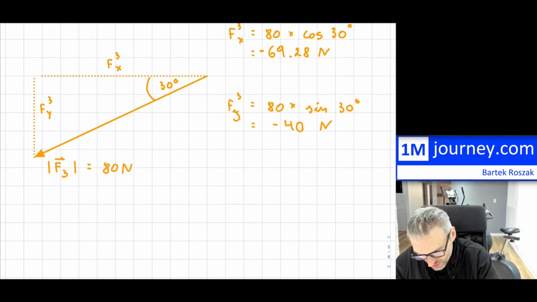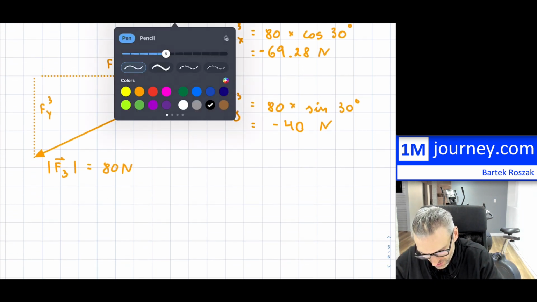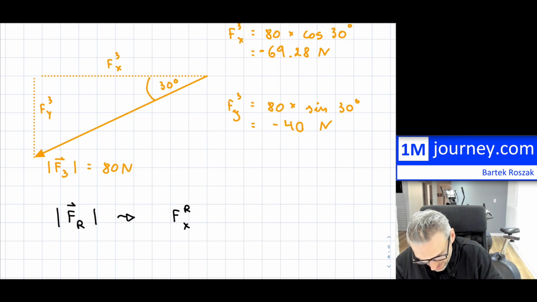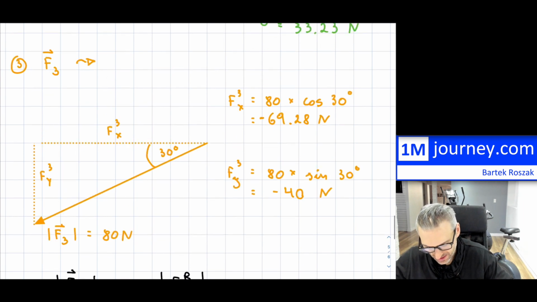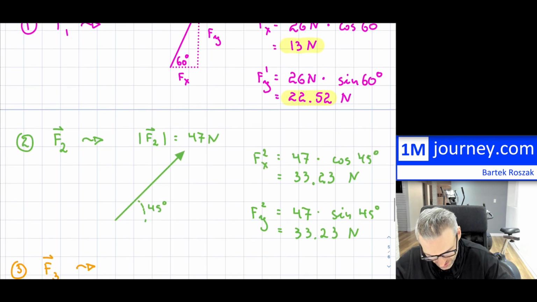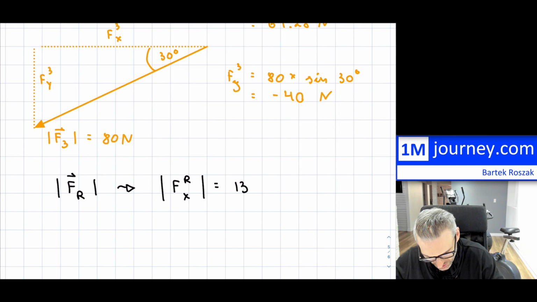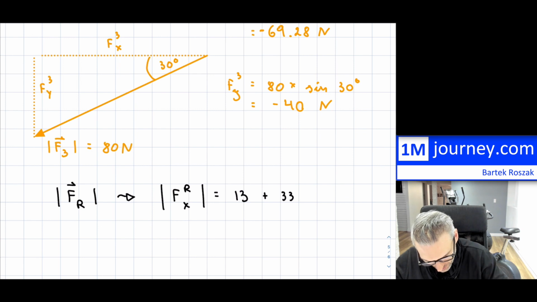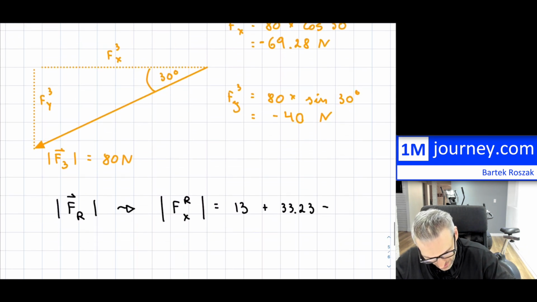And now you can find out what your resultant vector is going to be. So now my resultant vector F, at least with respect to the magnitude, I can find out first what its x component is. I can take all of these. I have 13 newtons from the first one, which is to the right, plus the second one, which is 33.23, and then the last one, which is minus, and that one is rather large, so it's 69.28.